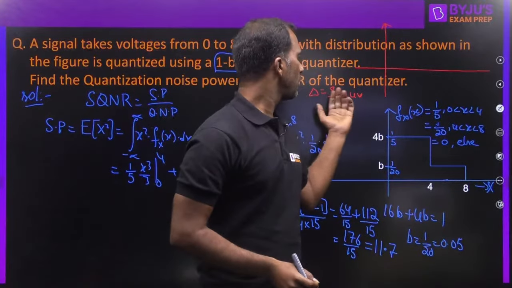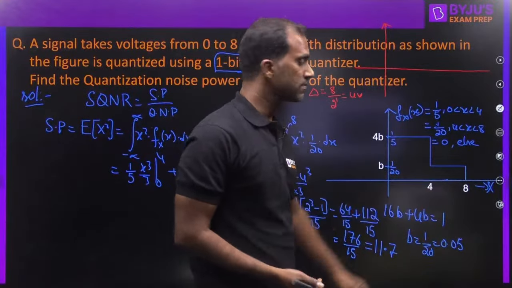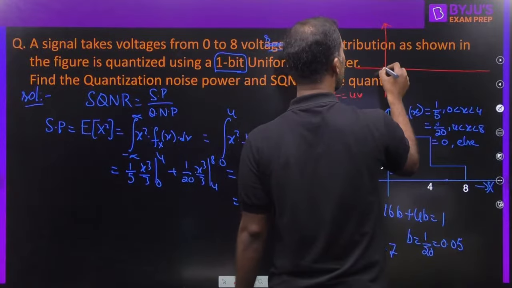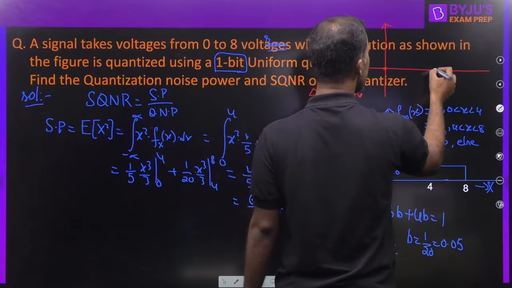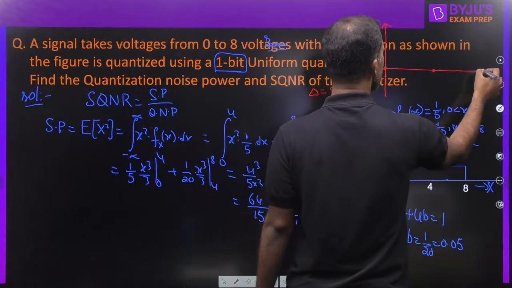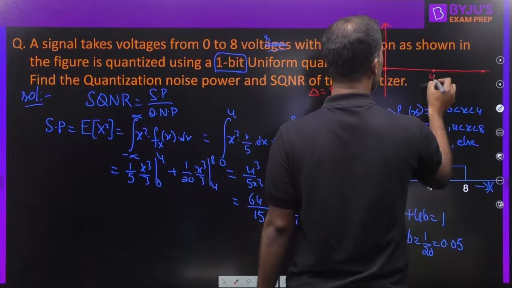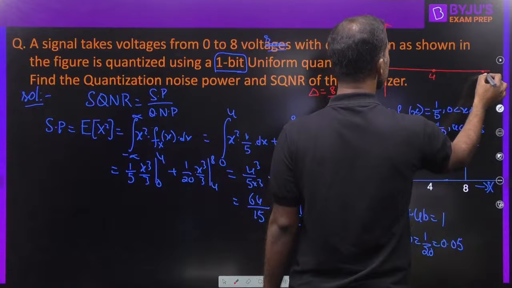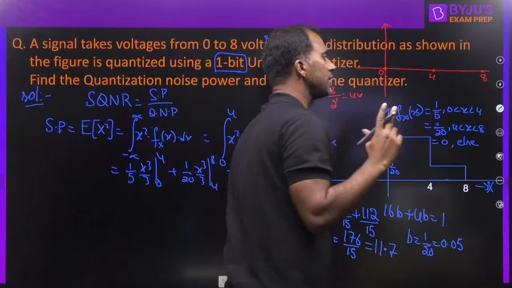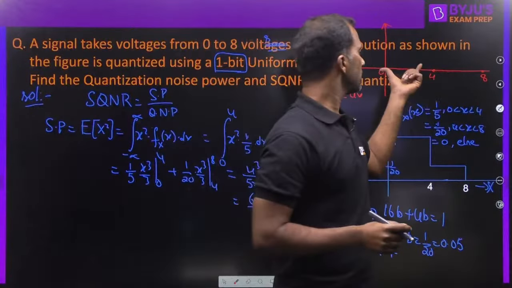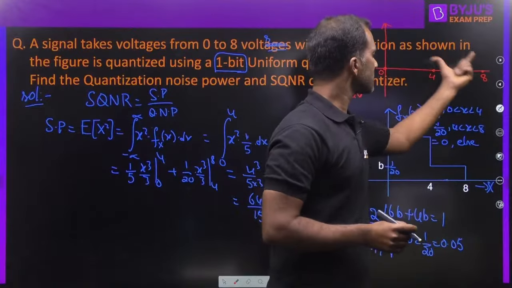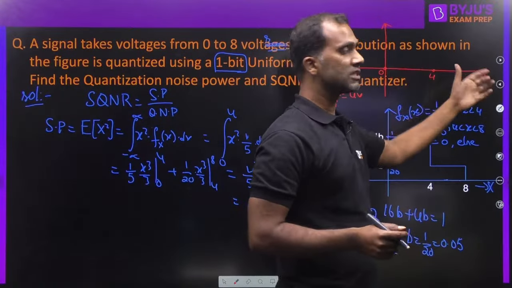So how many such steps will be there here? Only 2 steps. So 0 is one boundary, 4 is another boundary, 8 is another boundary. There are only 3 boundaries. Because it is only 1 bit, there are only 2 levels. With 3 boundaries, only 2 regions are formed: 2 quantization regions, and for each quantization region, 1 level.